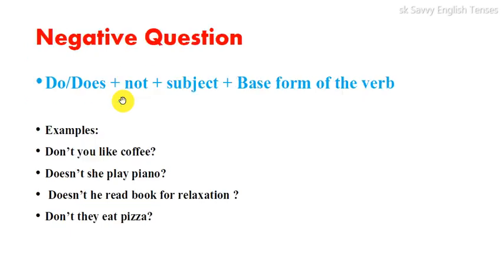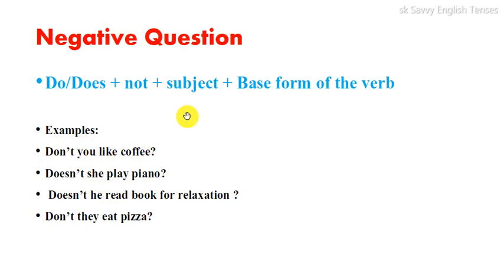Okay, let's discuss the negative interrogative or negative questions in the simple present tense. As you know, the structural formula for negative questions is do or does plus not plus subject plus base form of the verb. For example, don't you like coffee? Does not she play piano? Does not he read books for relaxation? Don't they eat pizza? So these are the examples of the negative questions in the simple present tense.